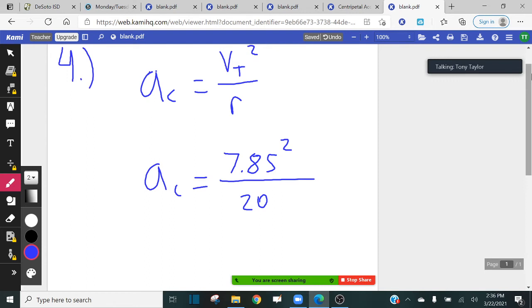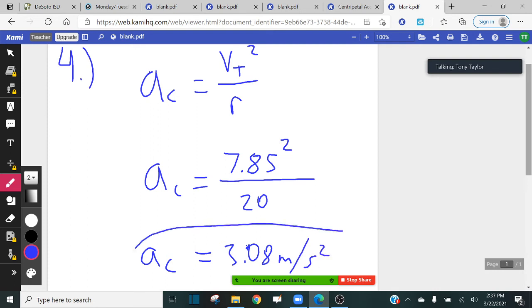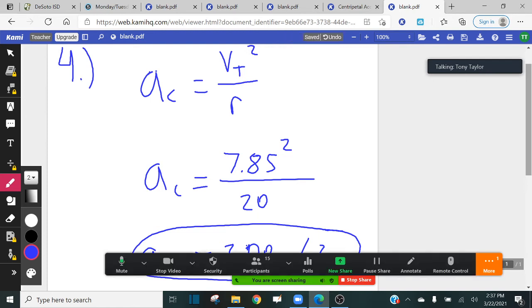So 7.85 squared divided by 20 is equal to 3.08 meters per second squared, right? Acceleration is always meters per second squared. Okay. So that's how you do number 4. Any questions on how to use this equation?